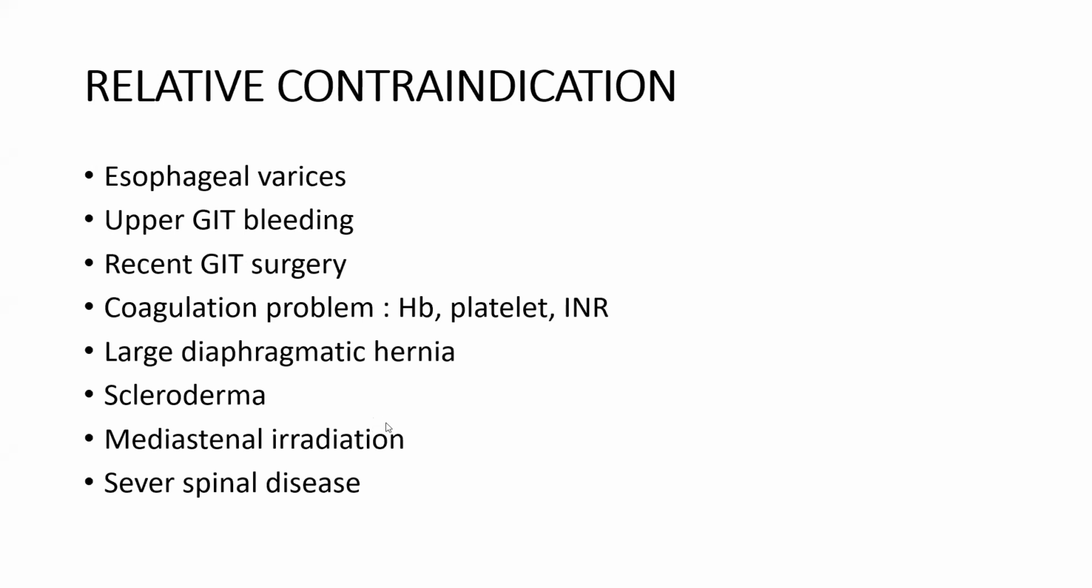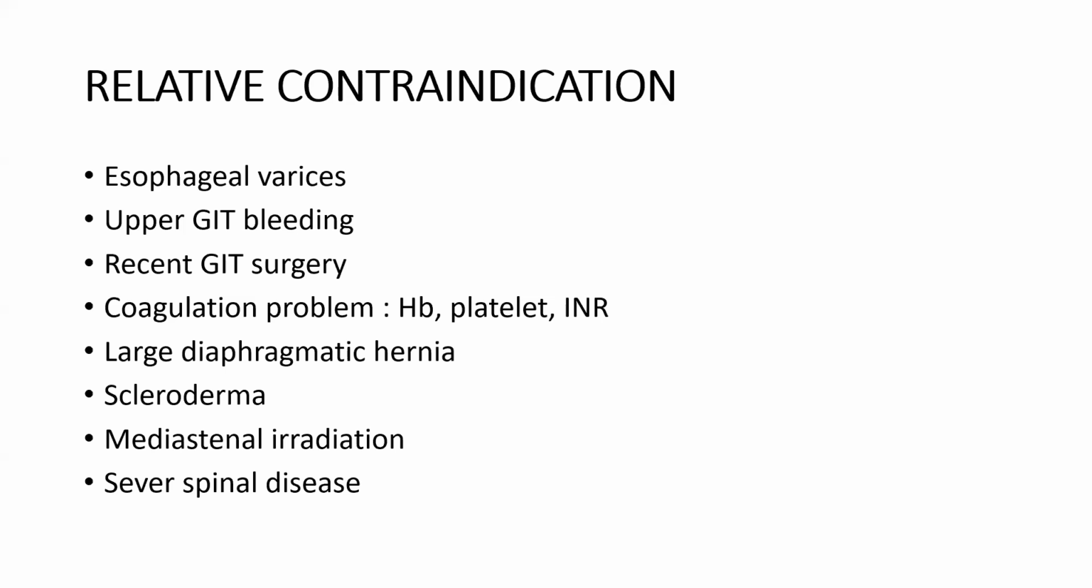Then, what are the relative contraindications? Any esophageal varices, although it is a relative contraindication, but if it is grade 3 to 4, you have to avoid TEE. But grade 1 and 2, you can proceed. Upper GI bleed, if you know the cause of the upper GI bleed, for example, peptic ulcer, all the views you are getting give you the answer in the upper esophagus. So no worry, you can go for that.